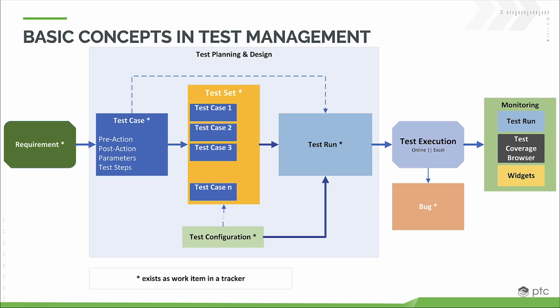set. A test configuration is considered an environment with its own variables. With this, we can cut down on redundant work, which otherwise would have to be done due to different environments. After our test planning is done, we can move on to test execution. This can be done online with Codebeamer, or offline with Excel, or with any compatible outside testing tool.